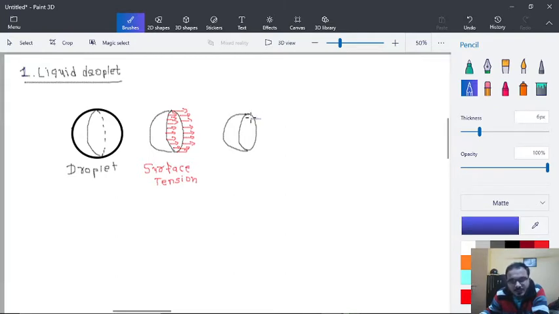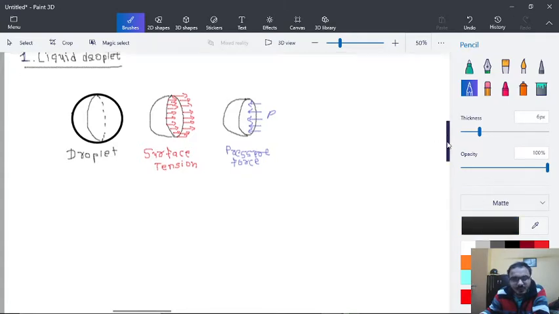So pressure forces will be like this. Let us say it to be P. So this will be pressure force. So now let's derive the formula for this.